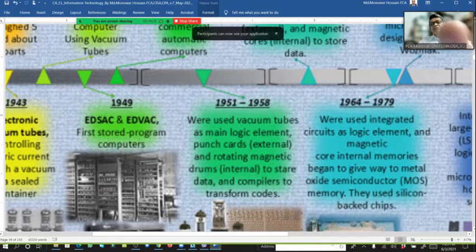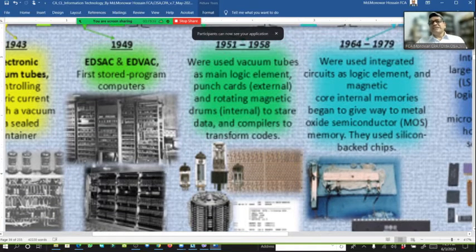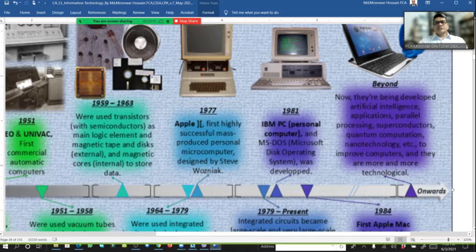From 1965 to 1979, computers used integrated circuits as logic elements, and magnetic core internal memories gave way to metal oxide semiconductor, called MOS memory. They used silicon-based chips. In 1977, Apple produced the first highly successful mass-produced personal microcomputer.